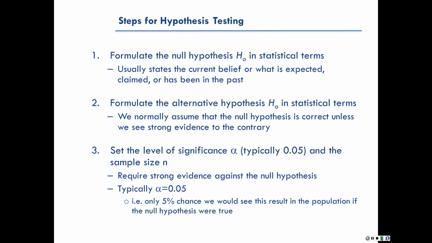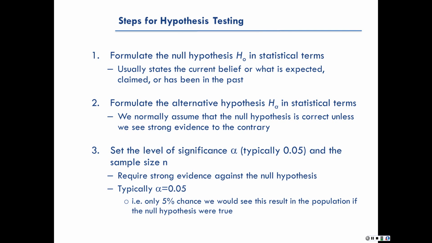And so I'm going to walk you through 6 steps for hypothesis testing. The first step is to formulate the null hypothesis in statistical terms. Again, it states the current belief or what is expected or has been shown to be true in the past. Secondly, we want to formulate our alternate hypothesis in statistical terms. We normally assume, as I mentioned before, the null hypothesis is correct unless we can find strong evidence to the contrary. Thirdly, we want to set our significance level alpha, typically equal to 0.05, but it could be different from that. And also determine what our sample size n is going to be.